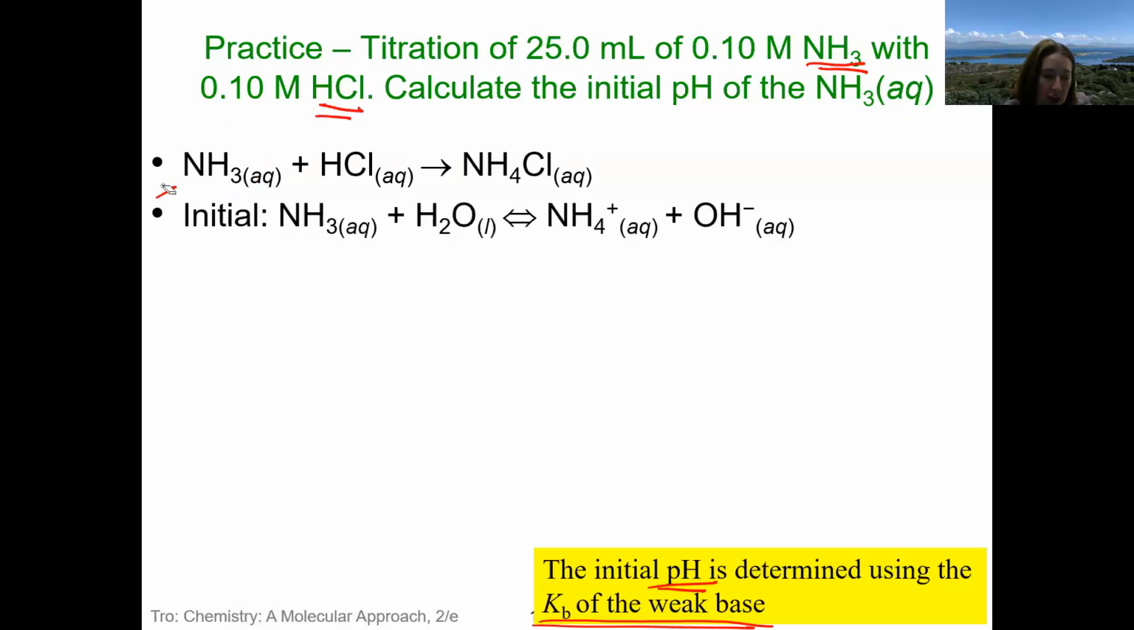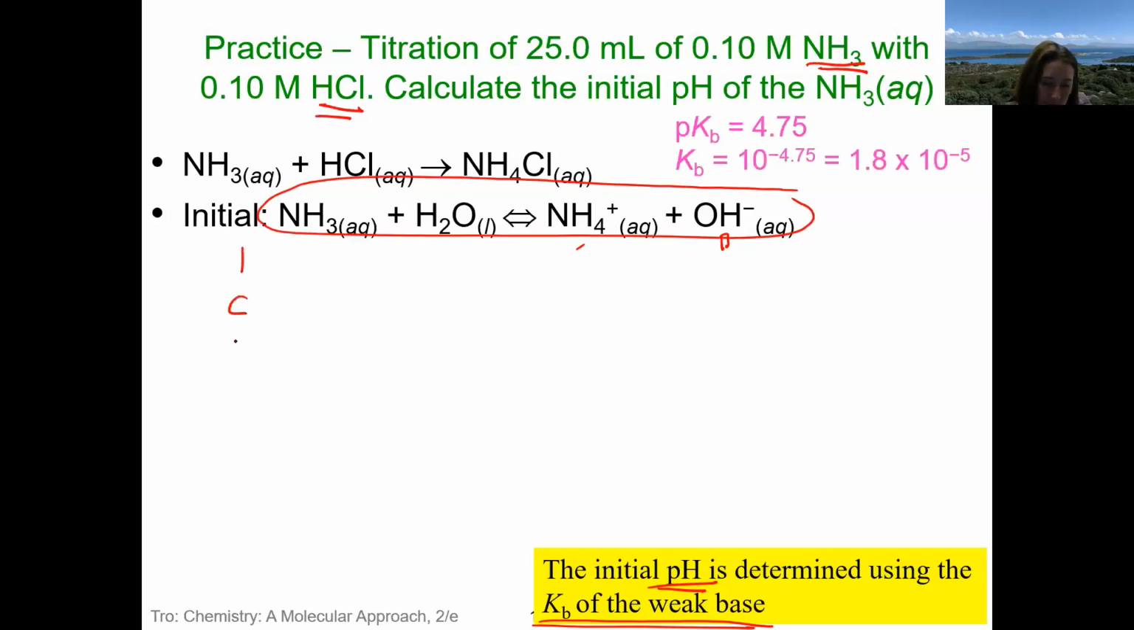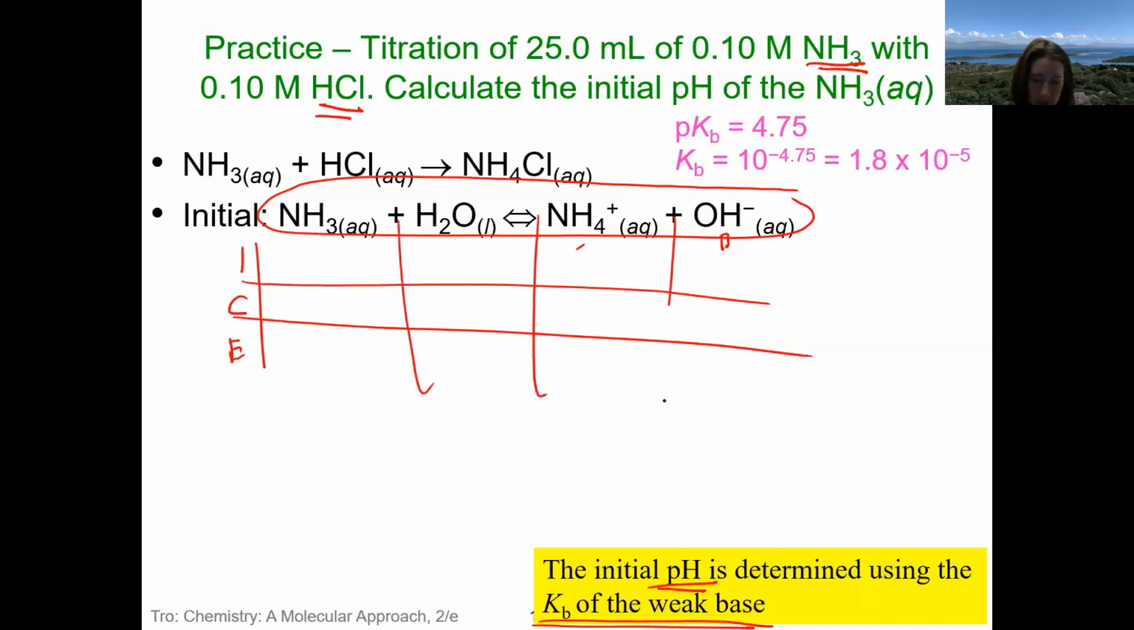We write our initial equation, right? But again, all we have is our weak base. And remember, how do you know how to do this? If this is a base, bases gain. This is an acid, acids lose, right? When I talked to a lot of you, you were making little mistakes, and I said if you can do this, it's really going to help you on your ICE table.